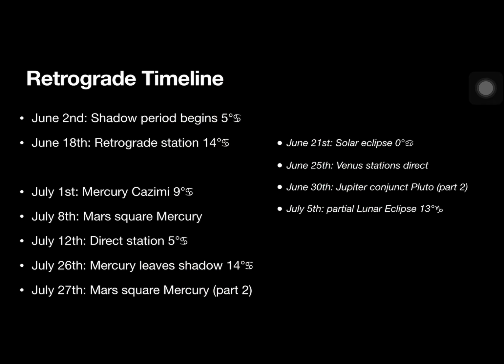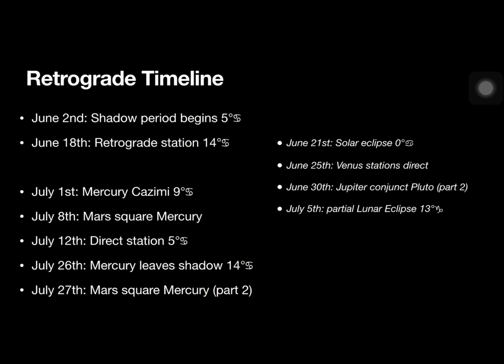Mercury will barely move for a couple days and then slowly start speeding up as it returns to direct motion. On the 26th, Mercury leaves the shadow period at 14 degrees of Cancer. So at that point, the entire retrograde cycle itself is actually over.